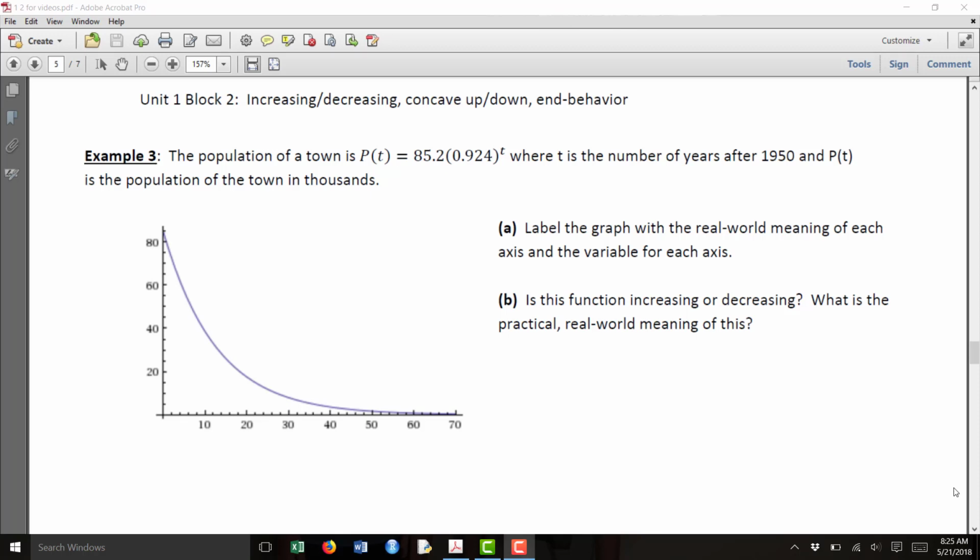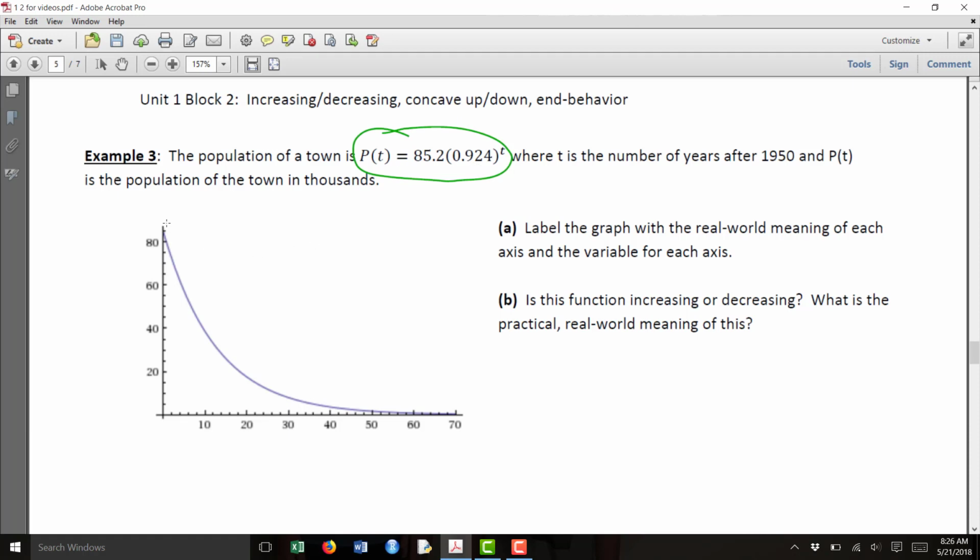This is example 3. We're given a formula of a function p of t. It's exponential. It's decreasing because we see that the factor 0.924 is between 0 and 1. And when your factor is between 0 and 1, you know your exponential function's decreasing.